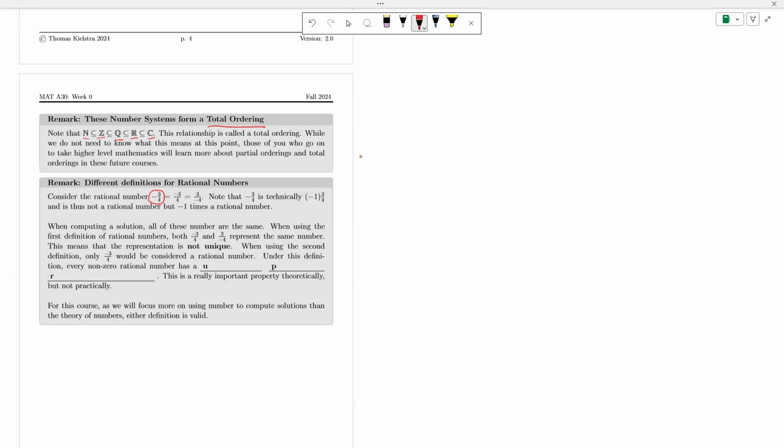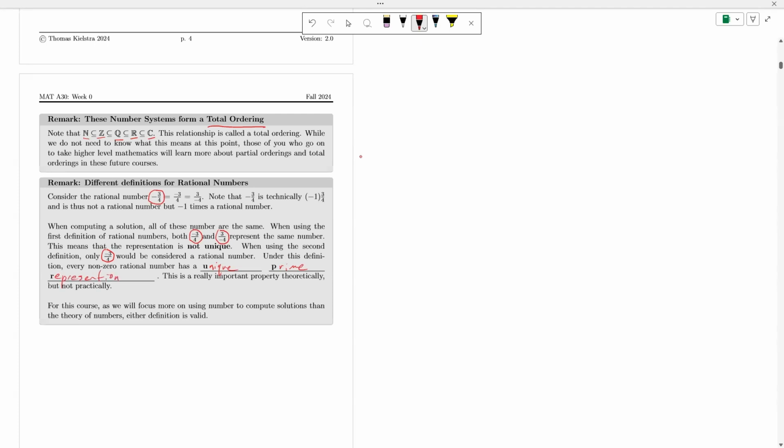But if we look at our rational numbers, the way that we defined it, where it's one integer over another, we have two different possible representations. This means that the representation is not unique. When using the second definition, however, only minus 3 over 4 would be considered a rational number. Under this definition, every non-zero rational number has a unique prime representation.